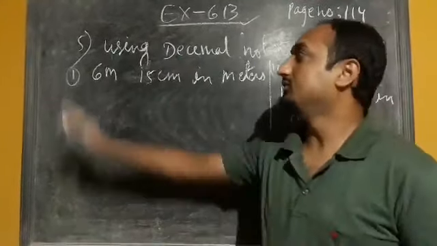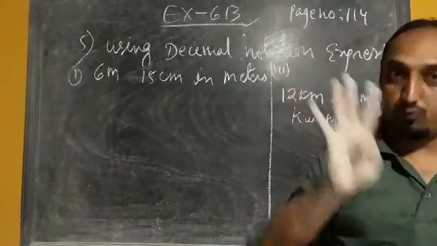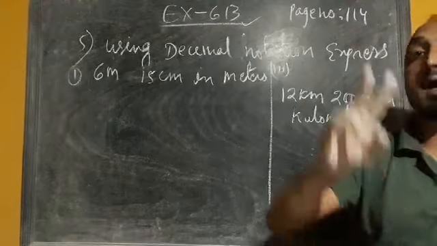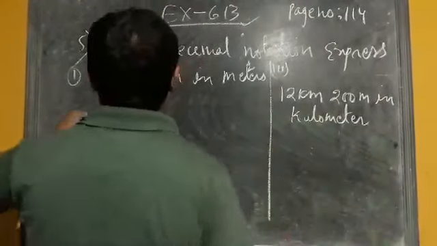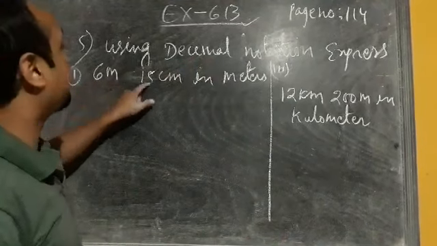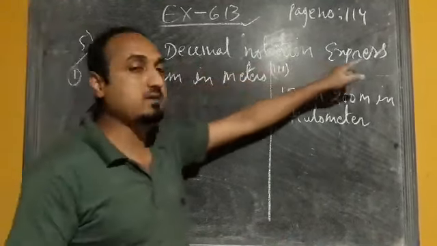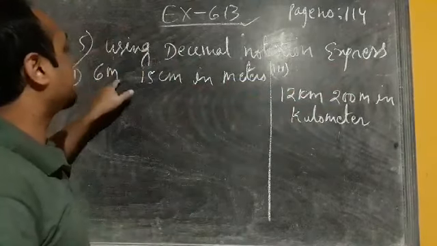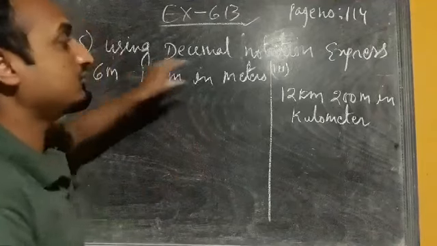Okay, next question we have question number 5. In question number 5, the total number of questions is 4. Out of that, 2 I am solving and 2 will be your homework. First question we have 6 meter 15 centimeter in meter. Using decimal notation, express 6 meter 15 centimeter in meter. We have to convert this centimeter into meter.